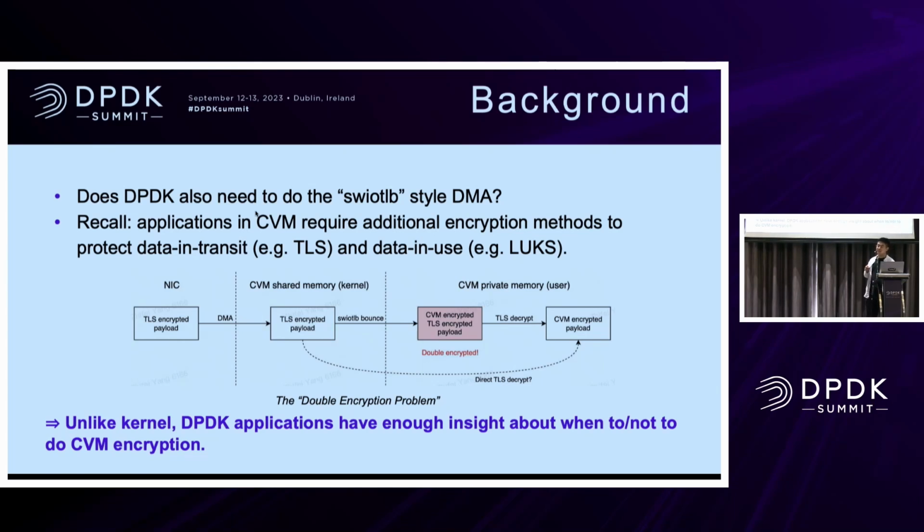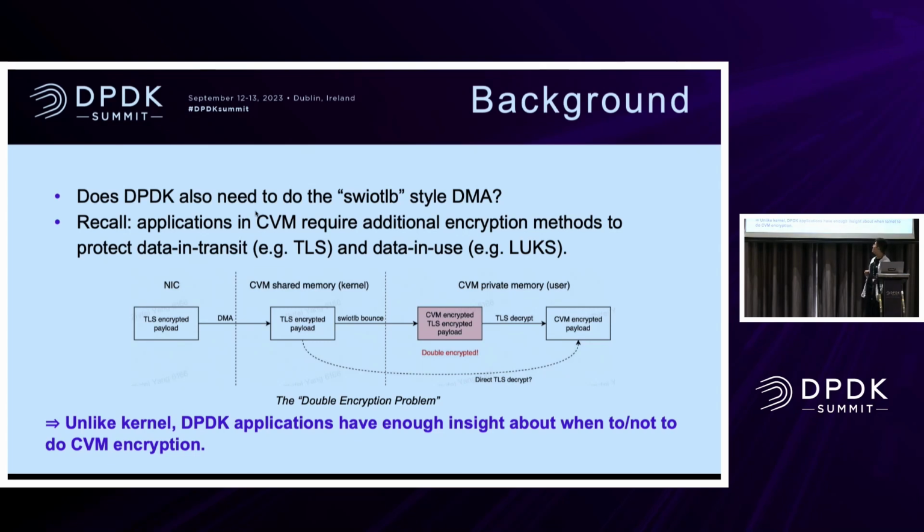But does DPDK really need to do the software IOTLB style bounce buffer DMA? We can recall that in a confidential application, we not only need to protect data in use, but also data in transit and data at rest. So we need to deploy other protocols like LUKS or TLS. Let's take TLS as an example. Data coming from the NIC first lands in CVM shared memory, which is in the kernel and not encrypted, because only in that way can you do DMA. At this stage, the data is TLS encrypted, but not encrypted by the CVM hardware.